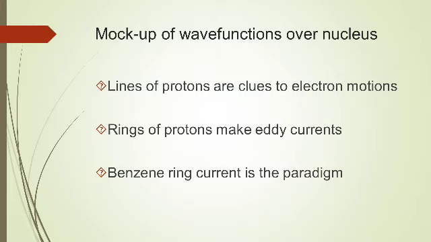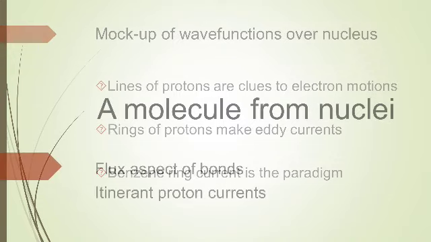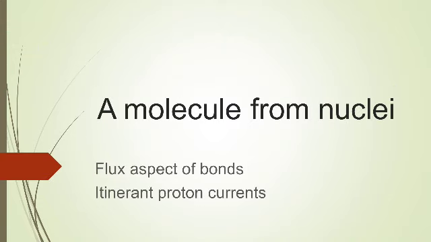During fusion inside of stars, the fusion occurred under the influence of electron motions in those two dimensions, forcing lines to form. And also, in chemistry, the rings of protons make eddy currents, like in iron. And as an example, look at the benzene ring current. Consider that to be a paradigm for what I'm proposing in terms of the itinerant proton currents.